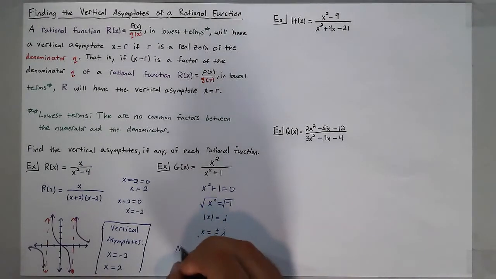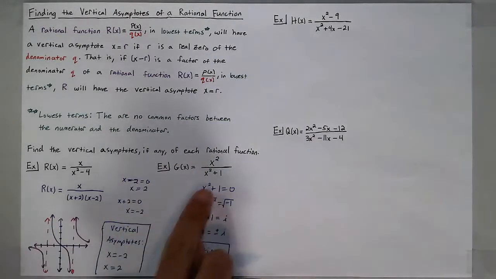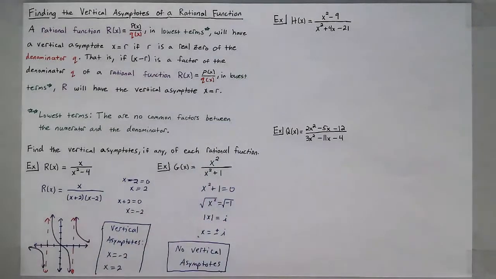So there are no vertical asymptotes. So you won't see a split with this graph. And in fact, its domain is all real numbers as well. Now let's look up here at h of x.